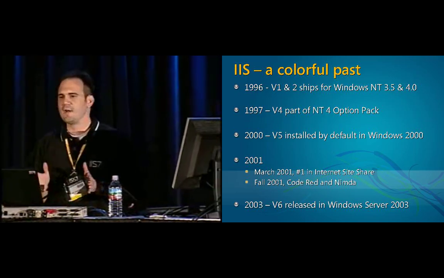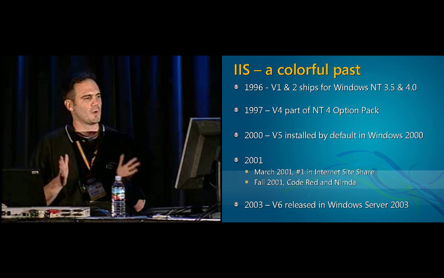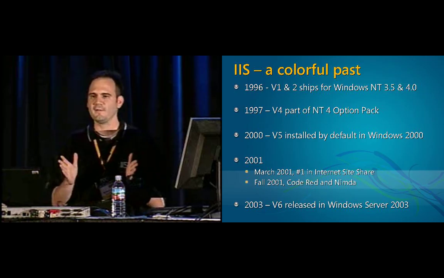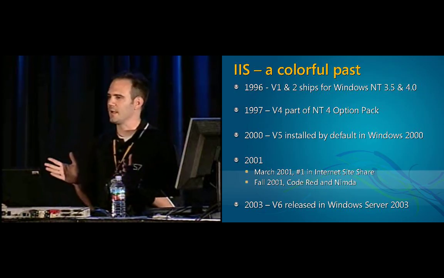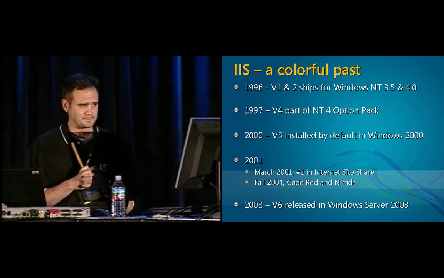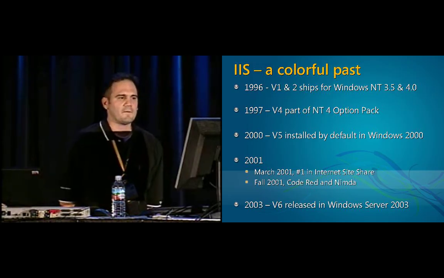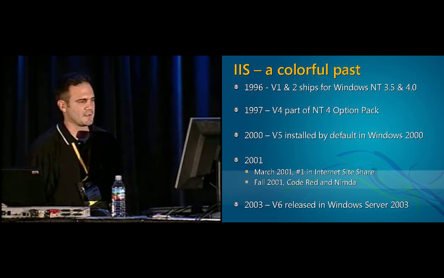We shipped the first version of IIS 9 years ago, 1996. Version 1 was available for NT 3.5, and then about 6 months later, we shipped version 2 as part of the NT 4.0 RTM release. It also shipped on multiple other platforms. Version 3 came out later in a subsequent service pack.